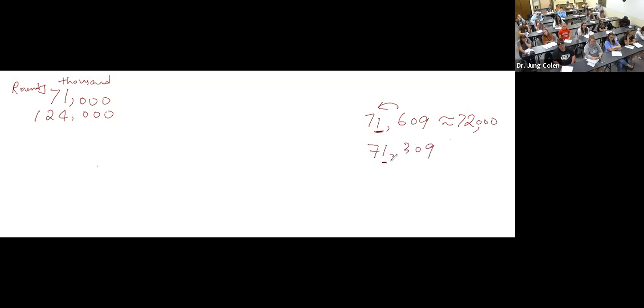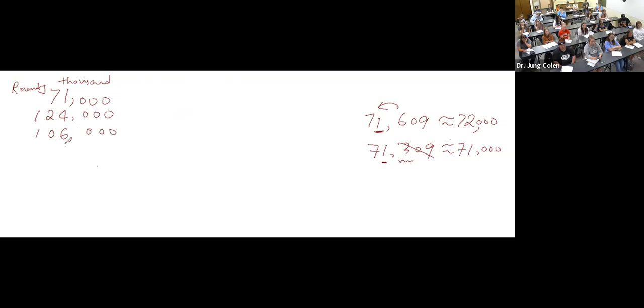With our number here, 71,309, we are rounding to the nearest 1,000, but the next digit is less than 5, so you drop it. So that's approximately 71,000. Are we good? So we have 71,000, about 124,000. And how about this one? Chenin Blanc. 106,000, because 400 is less than 500, you drop it.